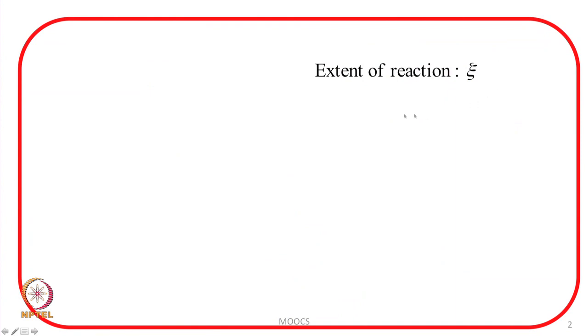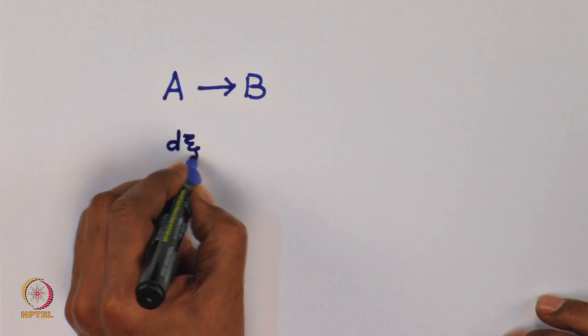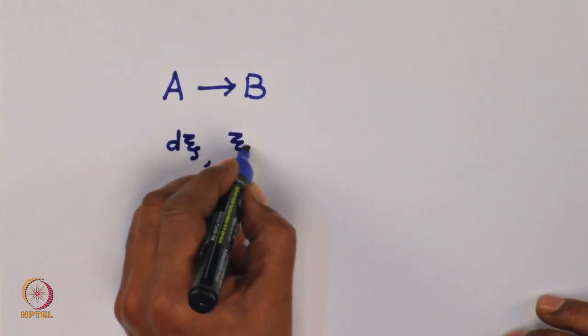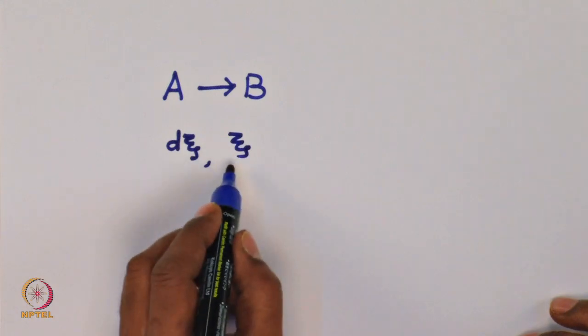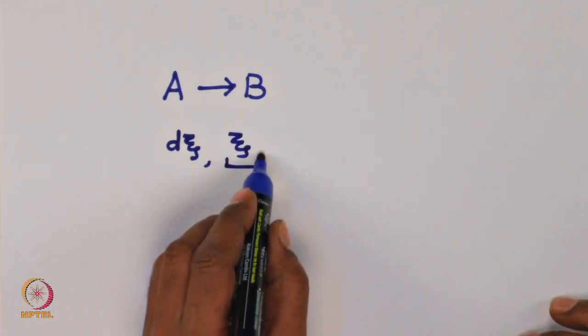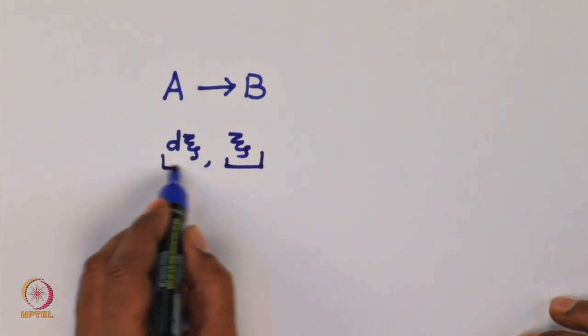Let us take a look at the slide. Let me introduce a parameter, a term, the extent of reaction. It is very important to understand the meaning of extent of reaction. I will use d xi and I will use xi both in my discussion. This term I will use for a finite change and this for a very small change.